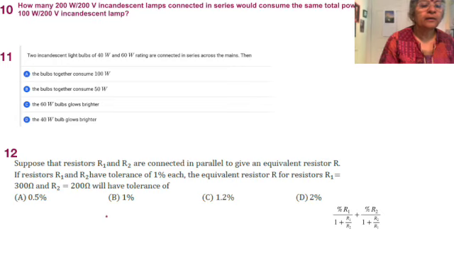Okay, so now we move on to another problem wherein two incandescent light bulbs of 40 watt and 60 watt. Okay, so 40 watt means a particular voltage, let's say V squared by 40, gives rise to a larger resistance when compared to V squared by 60 watt rating. If it has a larger voltage, it gives rise to a bigger brightness. Okay, so these ratings are connected in series across the mains. Then the bulbs together consume 100 watt.